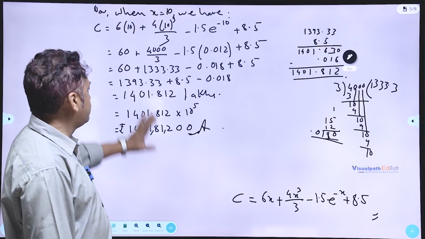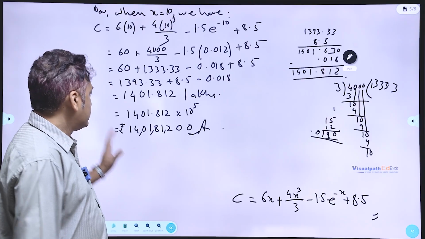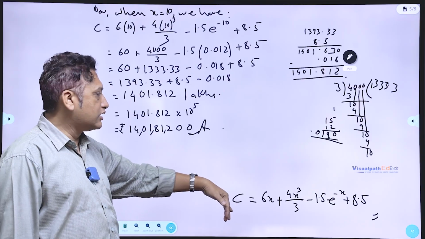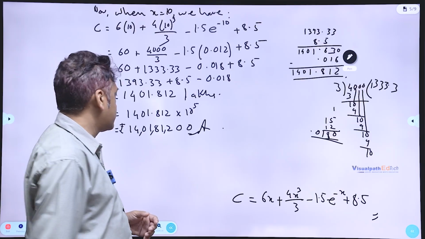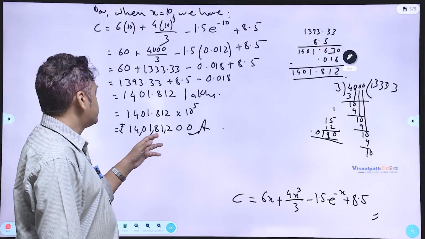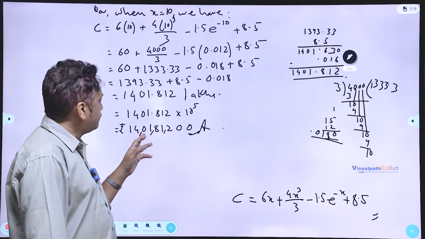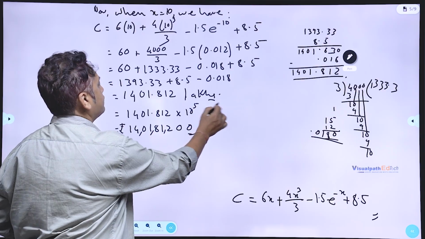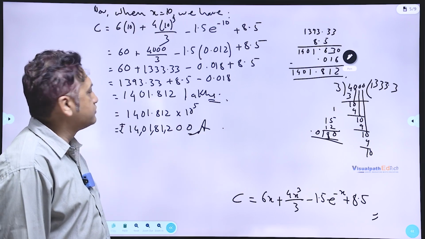So this is the cost of 10 units or 10 cars that has to be produced according to the given conditions, including a fixed cost of 7 lakhs rupees. So you have to keep that in mind. Okay. So it's almost about 14 crores, 1,81,200 rupees. You can, in fact, stop here as well. You can just write lakhs and keep it in this way.